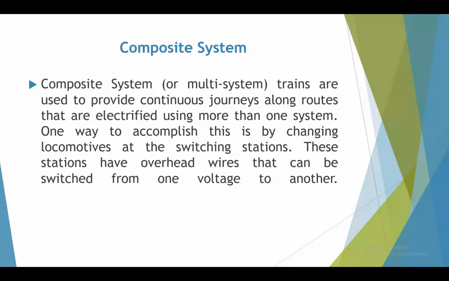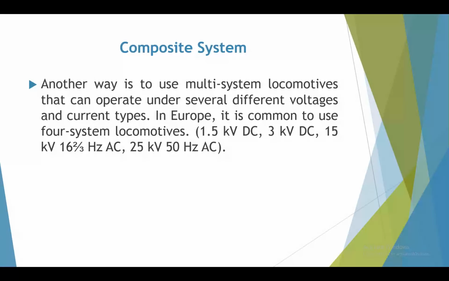One way to accomplish this is by changing locomotives at a switching station. These stations have overhead lines that can be switched from one voltage to another. Another way is to use a multi-system locomotive that can operate under several different voltage and current types. In Europe, as an example, it is common to use a 4-system locomotive: 1.5 kV DC, 3 kV DC, 15 kV at 16.7 Hz, and 25 kV, 50 Hz AC.